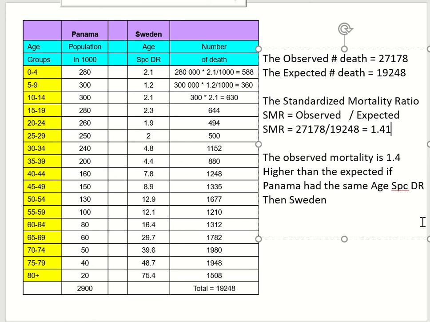If I did the opposite, if I took the population of Sweden as it is here and multiplied it by the age-specific death rate of Panama, then the expected would be higher than the observed, and therefore the standardized mortality ratio would be less than 1, and you would say that you're observing fewer deaths than expected if Sweden had the same age-specific death rate as Panama, and therefore you would reach the exact same conclusion, which is there is higher mortality in Panama than in Sweden.